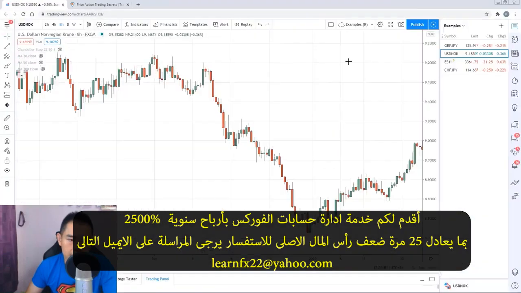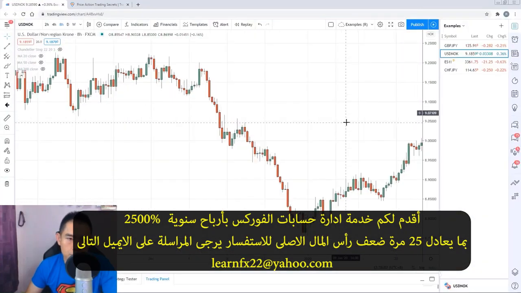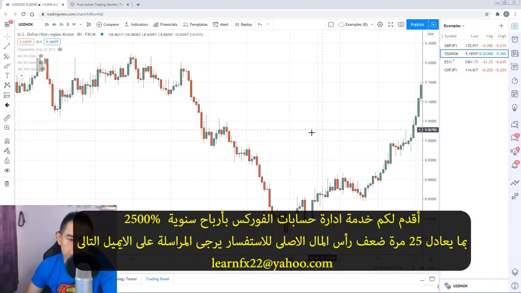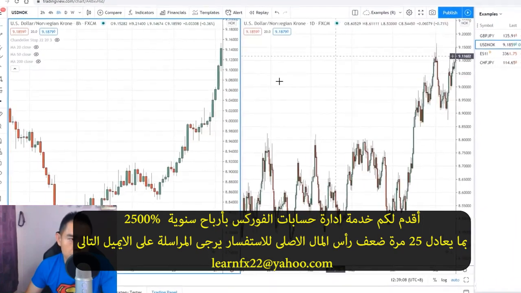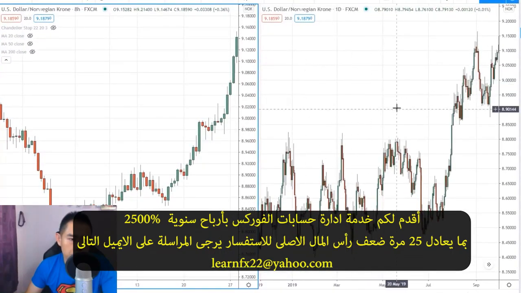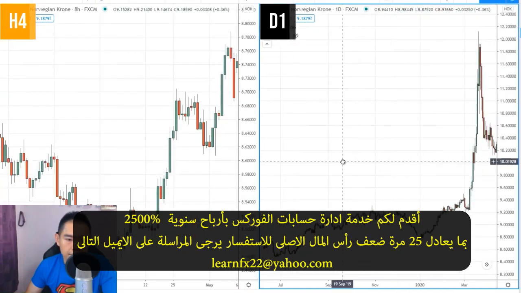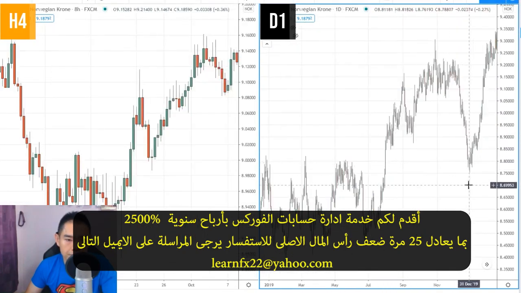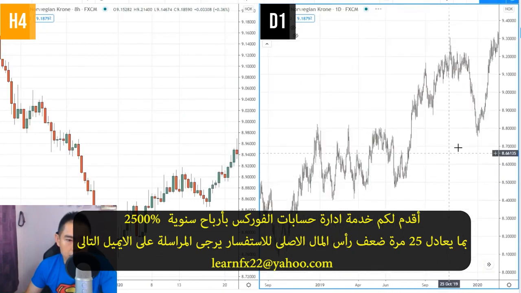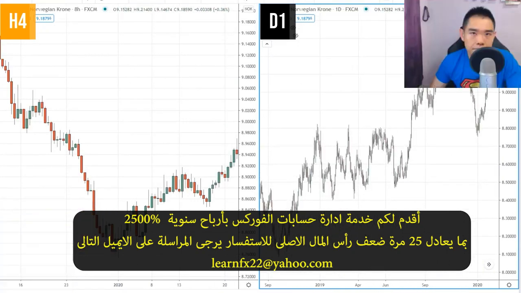So let's look at this again. Same thing. I'm going to show you where you are in the big picture. So I'm going to split my chart into two. Ka-ching. This is dollar against Norwegian kroner, and this is the daily time frame. Okay, on the daily time frame, you are about here. If I zoom out a little bit, this point on the chart here is equivalent to this section here. Just to orientate you.